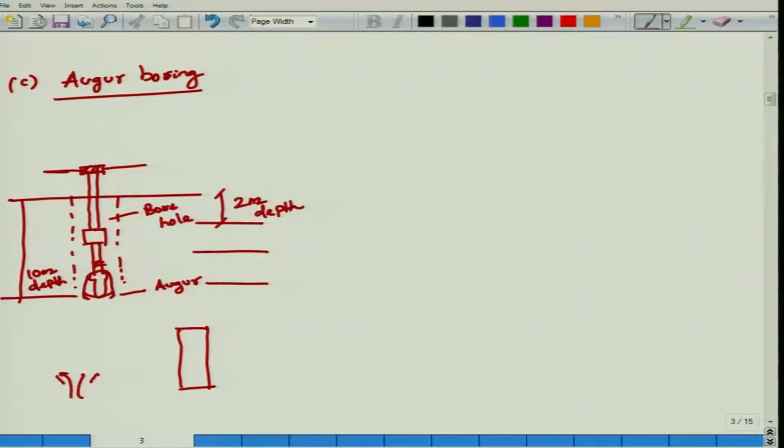So, this way at 2 meter in auger boring, you make the borehole, then detach your auger, attach your sampler tube, collect the undisturbed soil sample, then detach the sampler tube, then connect the auger, then again drill and go up to 4 meter, then again take out your auger, connect the sampling tube and collect your undisturbed soil sample. This way auger boring generally has to be done.